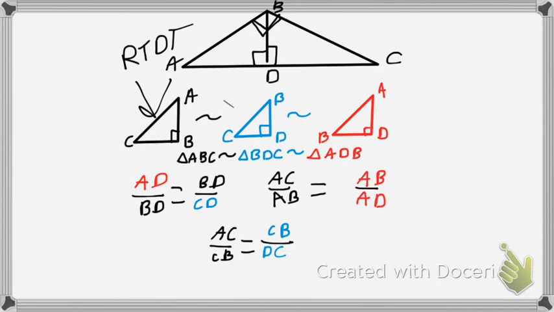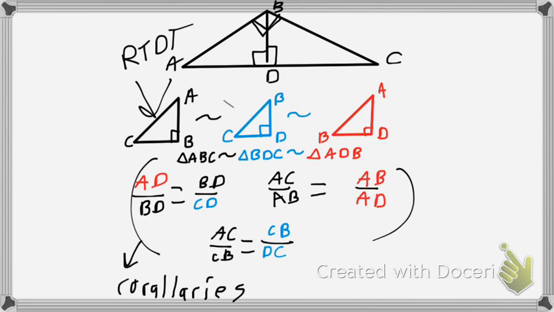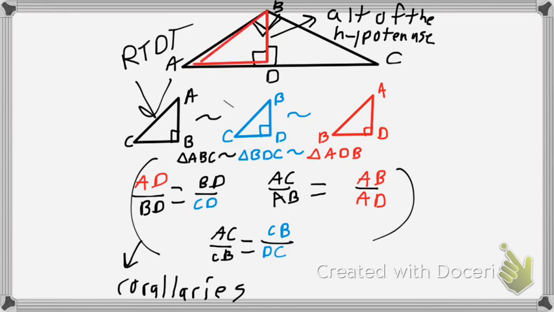So what we end up then with is three different equations. Those are the ones down at the bottom. And those are the corollaries. Okay, first corollary to RTDT, second corollary. The first one deals with the altitude of the hypotenuse, that's BD. The second one deals with the red triangle. And the third one deals with the blue triangle. I think I might mix those up a couple times, and if so, I am sorry. I'll fix them as we go.